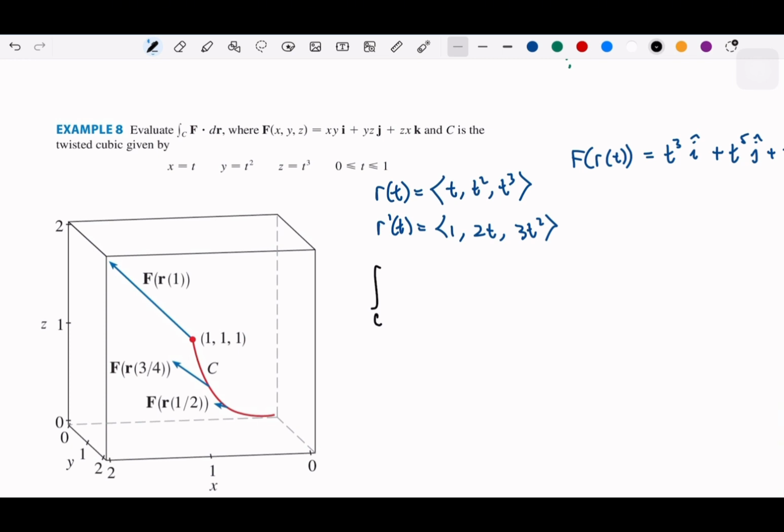Just to give you some idea of what kind of vector fields we have within the system. So anyway, the line integral we can write: F dot dr. So this will be the integral from 0 to 1 of F(r(t)) dot r prime(t) dt.